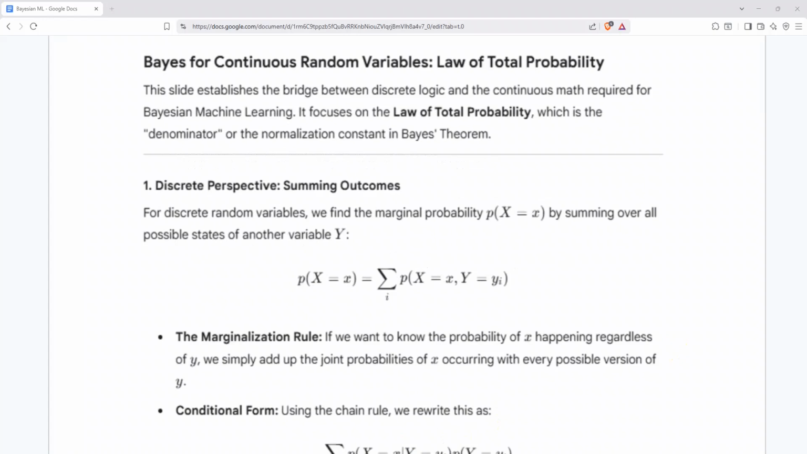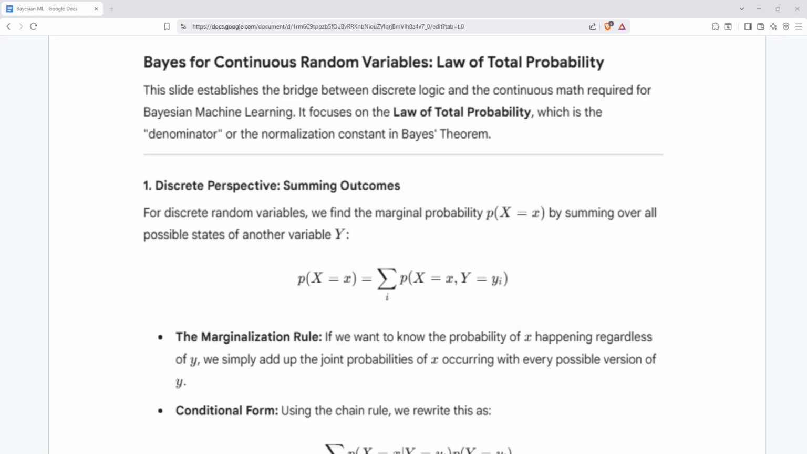Now we move into something very important. And this is the bridge between what we learned in discrete probability and what we need for continuous Bayesian machine learning. And the key idea here is the law of total probability. We'll start with the discrete case. And this is actually very intuitive.